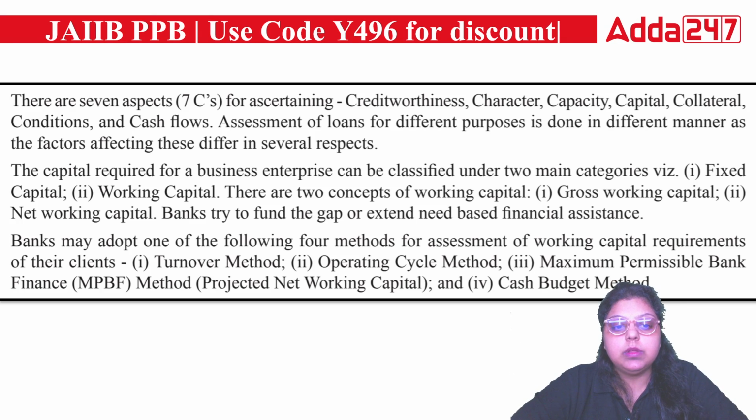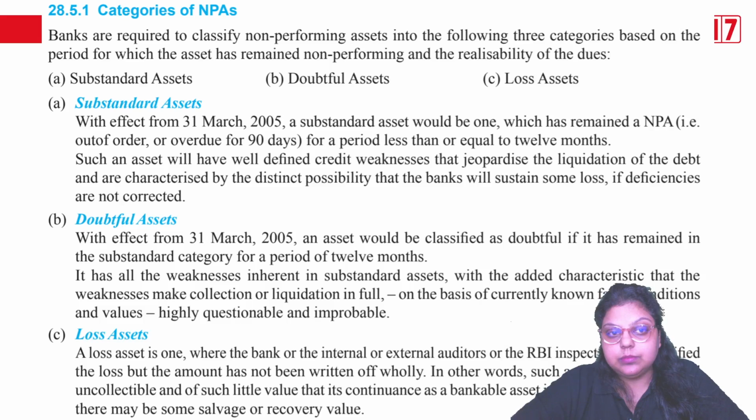Banks also adopt one of the following 4 methods for the assessment of the working capital requirement, on which you will find numericals as well, might be in the paper. These are the methods: turnover method, operating cycle method, maximum permissible bank finance, and the cash budget method. These are the 4 methods by which the working capital requirement will be calculated. Okay. Now categories of NPA we have, that is, if we talk about the assets of a bank, the assets of a bank are divided into 2 categories.